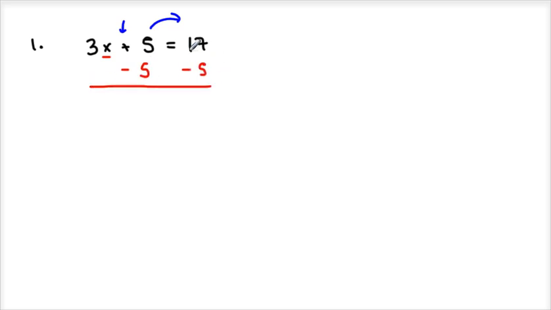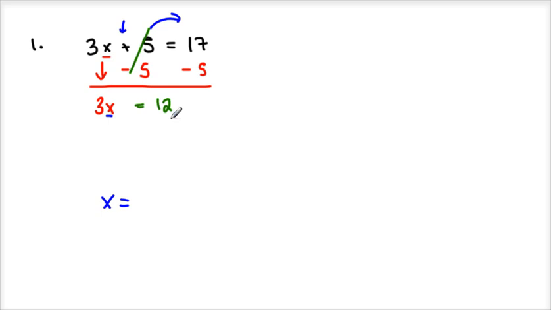To get one variable or one number on one side from another, you have to do the opposite. The opposite of addition is subtraction. I'm going to keep my 3x here. Nothing happens to that. Positive 5 and negative 5 simplify, so I get 3x equals 17 minus 5, and I get an answer of 12. Okay, getting closer.